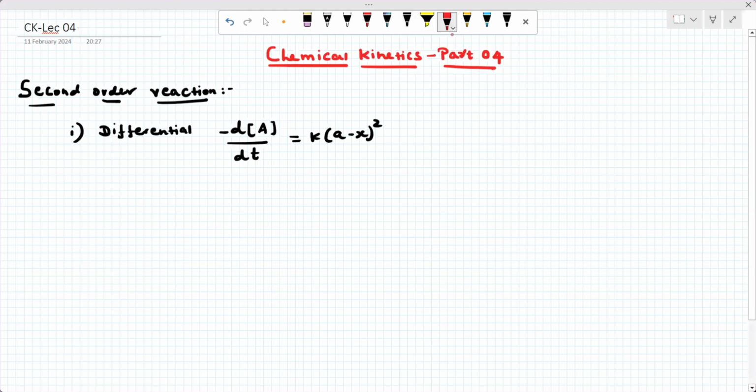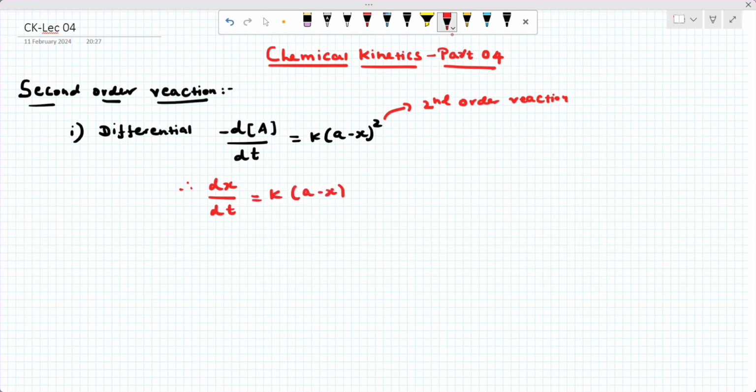dA by dt equals K into (A minus X) power 2. These represent what? Second order reaction. Now generally we can write dx by dt. What is dx by dt? The change in concentration with respect to time, that is called rate, equal to K into (A minus X) whole square.